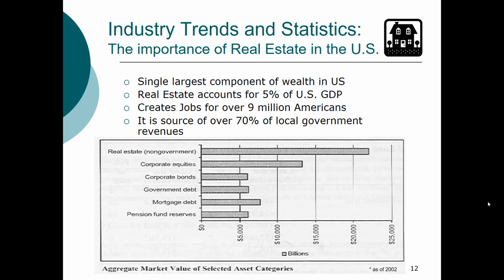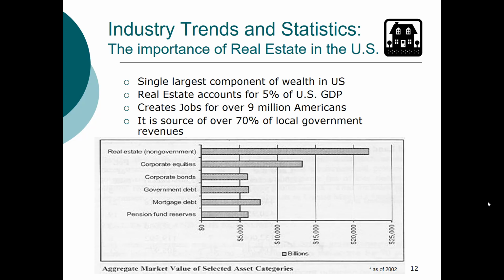As I mentioned before, real estate touches everyone's life. The statistics you see on the slide come from an earlier version of the textbook. Although I have not updated the data, these statistics are still very interesting. First of all, in 2002, real estate was the single largest component of wealth in our society. The market value of non-government-owned real estate was about $22 trillion. U.S. publicly traded corporate equities or stocks were only $13.3 trillion at that time.